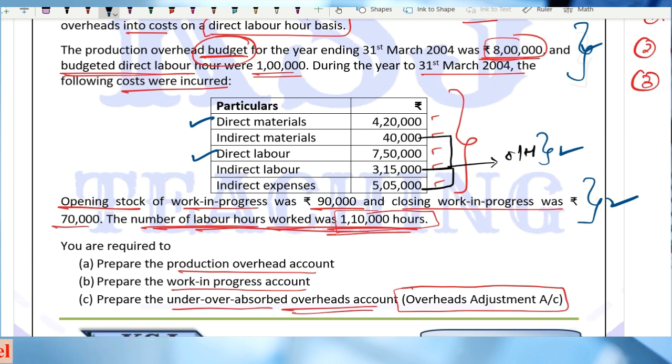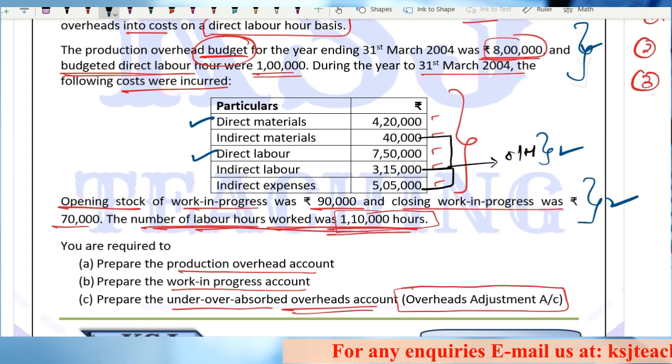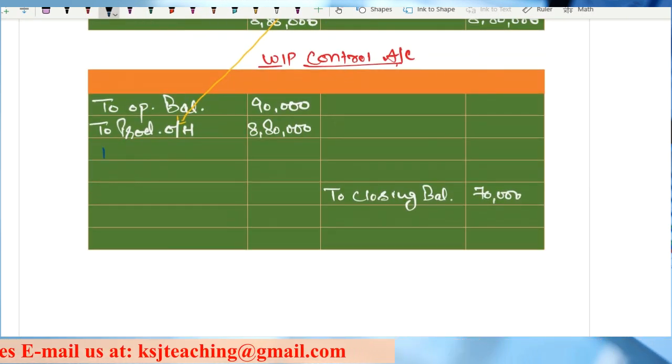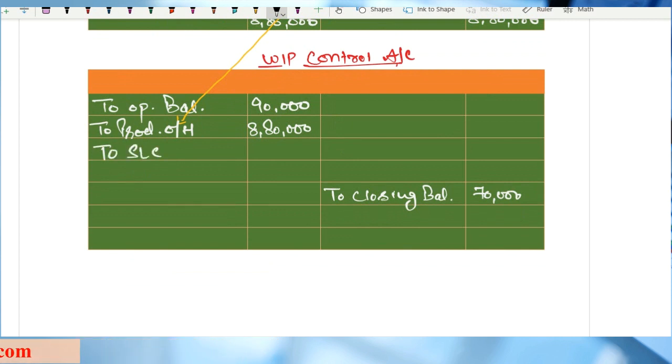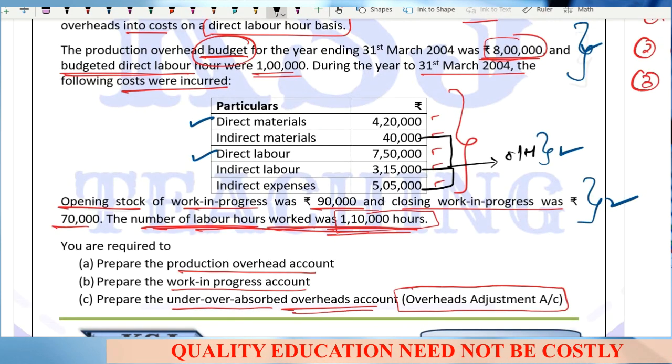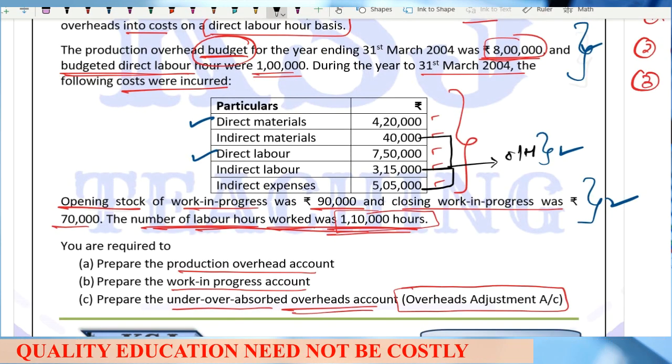Sir, when the direct material is issued to production, the entry is WIP to SLC. Any doubt? Right? So I can write here to SLC account. How much? 4,20,000. Sir, what about the wages? He says the direct labor of 7,50,000.